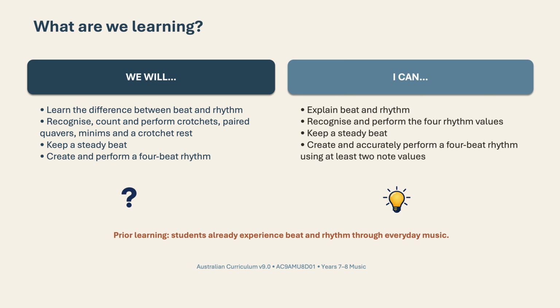Students already have experience hearing and moving to a musical beat, so I use this prior knowledge as a starting point before introducing formal rhythmic concepts. The learning intention is for students to understand the difference between beat and rhythm, recognize and perform basic rhythmic values, maintain a steady beat, and create a 4-beat rhythm. My two diverse learners are an EALD learner and an autistic learner. Their adjustments are built into the lesson, so they are working towards the same learning goal as the rest of the class.